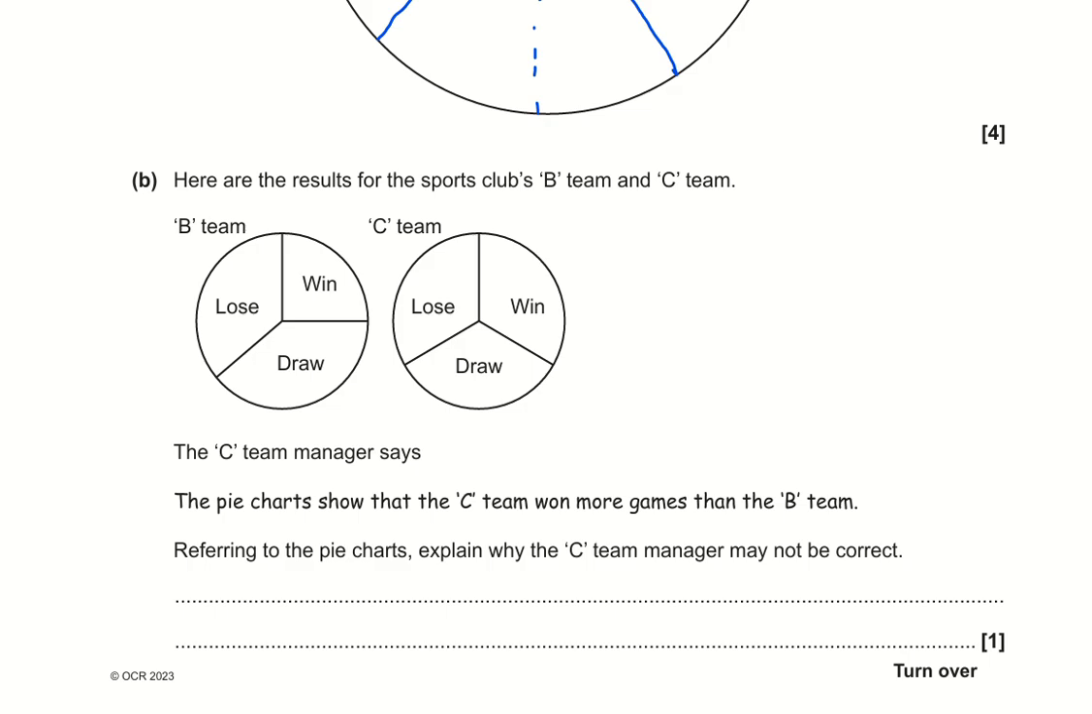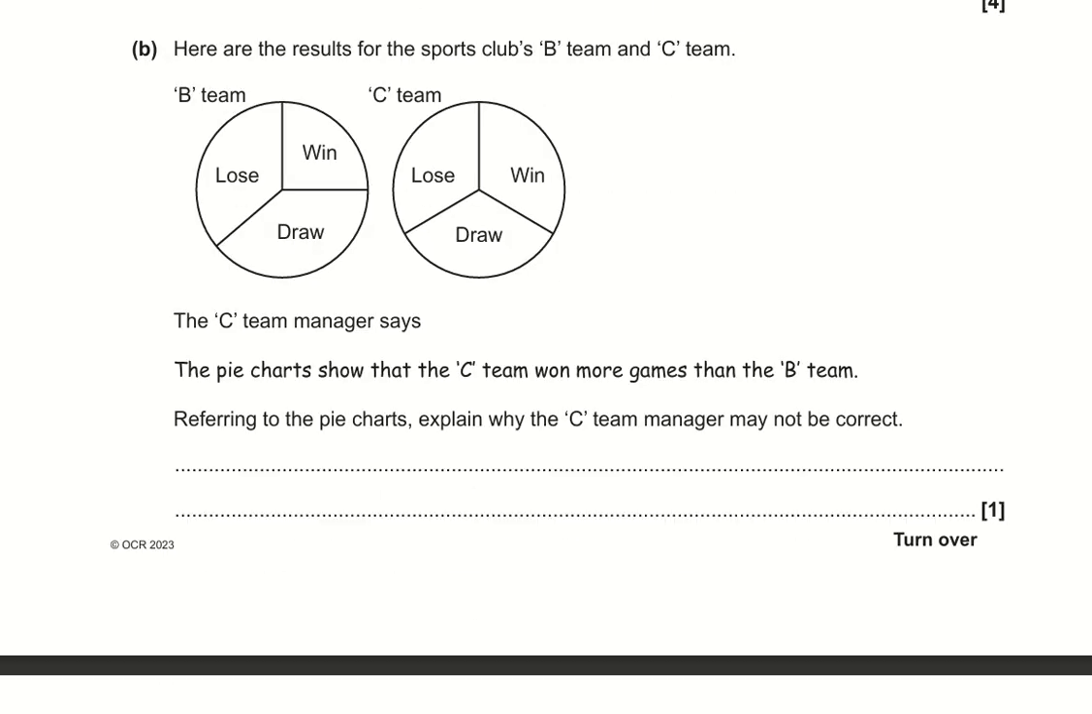Here are the results for the sports club B team and C team: lose, win and draw. The C team manager says the pie chart shows that the C team won more games than the B team. Referring to this pie chart, explain why the C team manager may not be correct. We are not given the total number of games each team played, so we can't compare both teams together.